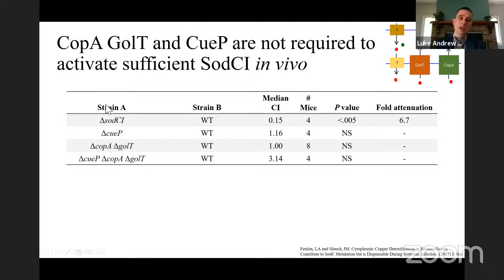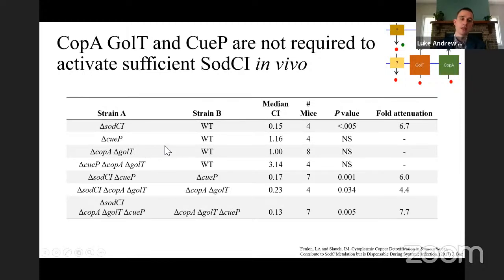wild type. Now, what we would expect is if we knock out QP, COP-A, GOL-T, and any combination of these, if that trafficking pathway is important for activating SOD1 for infection, we would expect to see a virulence defect in those mutants compared to wild type. And when we look at the data for that, we see no significant phenotype. So our conclusion from this is that SOD1 is sufficiently active in the absence of additional copper trafficking activation to contribute to full virulence in our animal model.